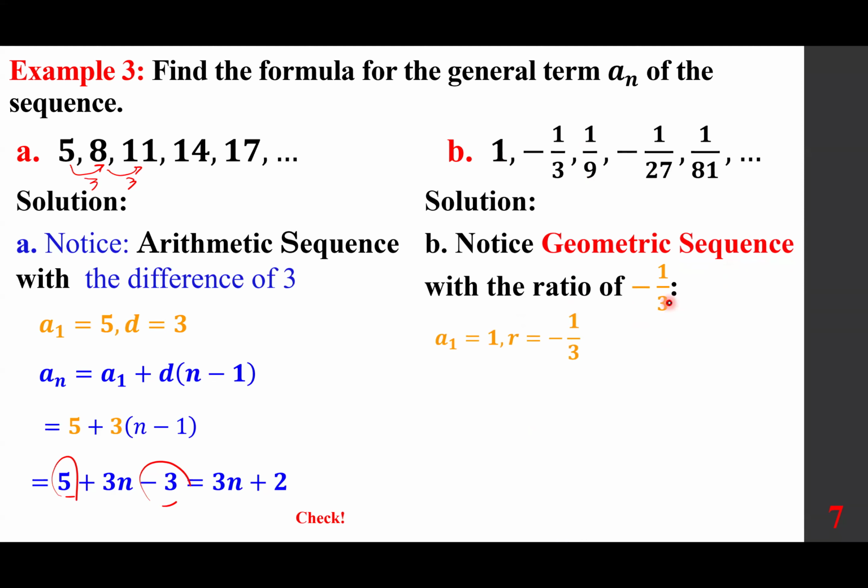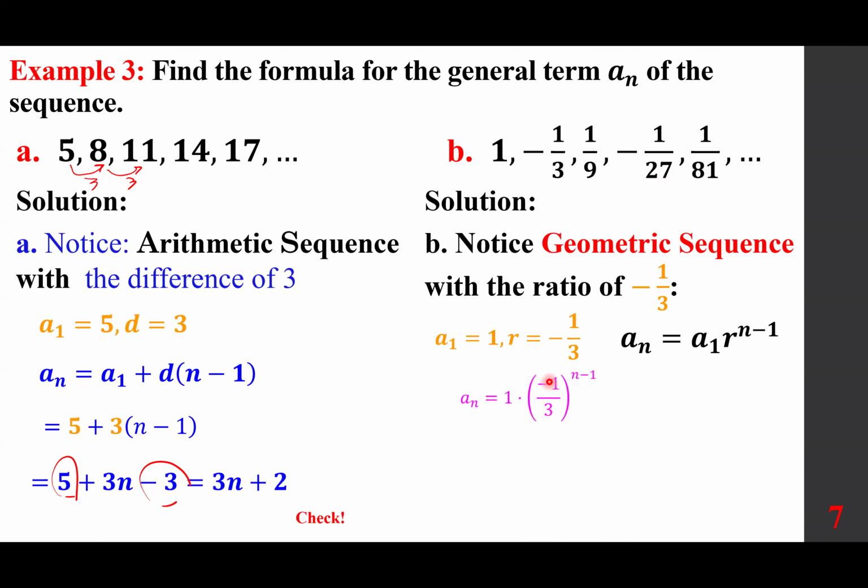So we write a sub 1 is 1, r is negative 1/3. And the general term a sub n is a sub 1 times r to the power of n minus 1. And so what we do, we replace the a sub 1 with 1 and r with negative 1/3. Now, 1 basically has no bearing, but what I want you to pay attention to is that this has a negative sign and this is alternating. This is the way we work with sequences.